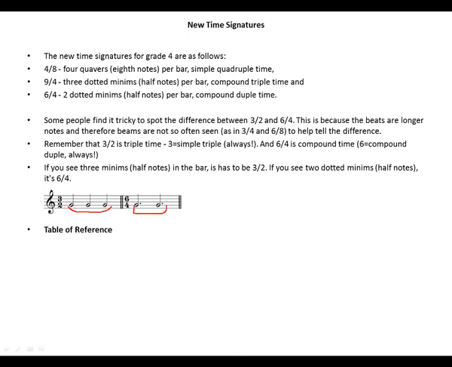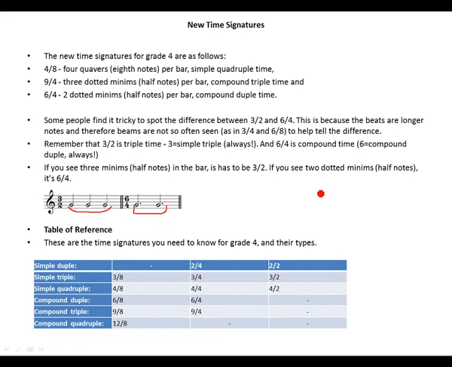Table of reference. These are the time signatures you need to know for grade 4 and their types: simple duple, simple triple, simple quadruple, compound duple, compound triple, compound quadruple. We have simple duple: 2-4, 2-2. Simple triple: 3-8, 3-4, 3-2. Simple quadruple: 4-8, 4-4, 4-2. Compound duple: 6-8, 6-4. Compound triple: 9-8, 9-4. Compound quadruple: 12-8.